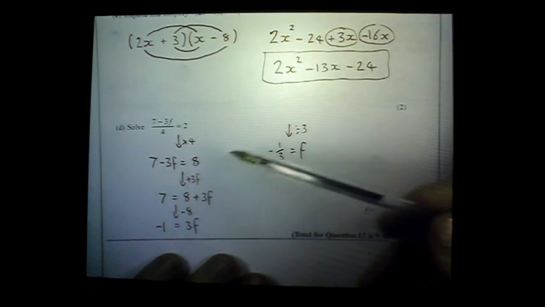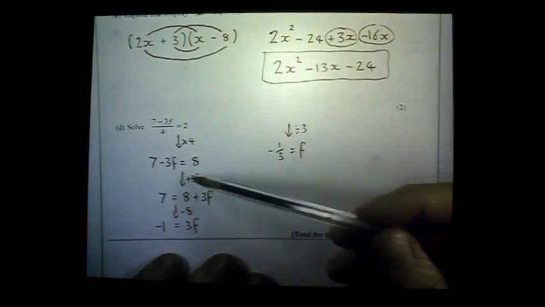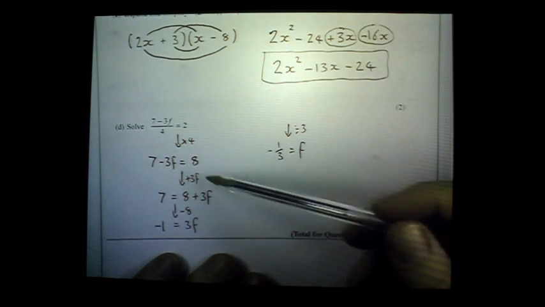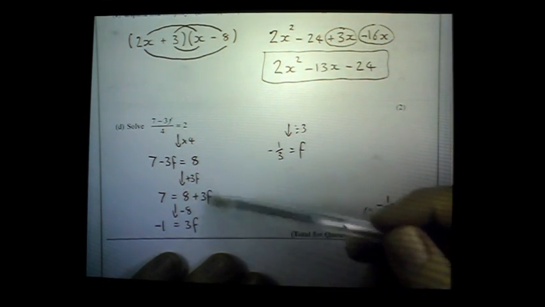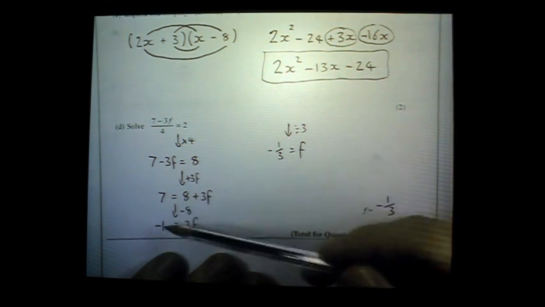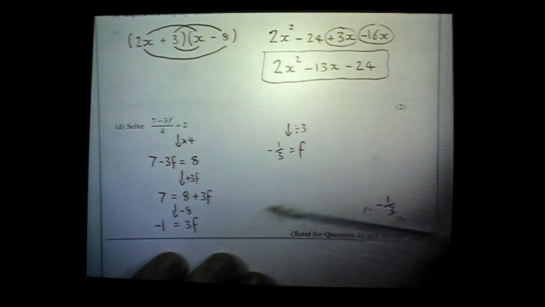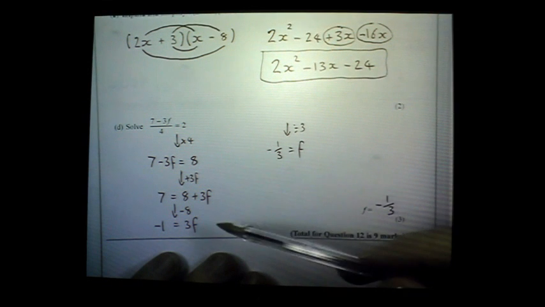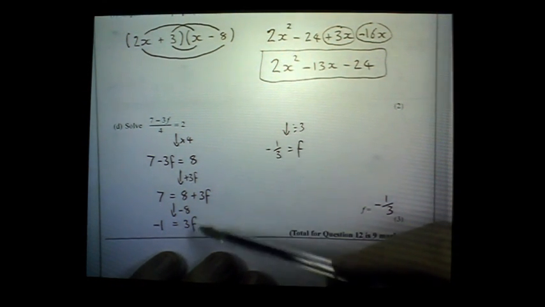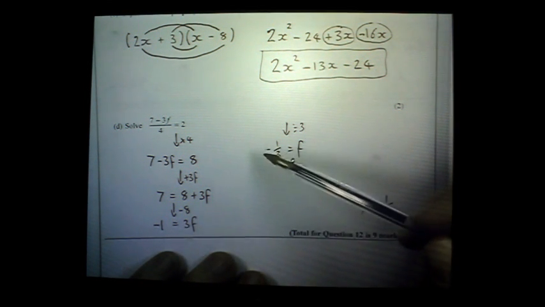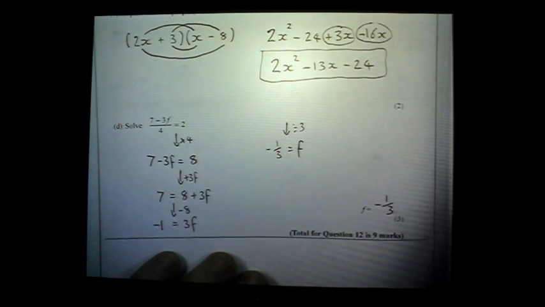I wanted to get rid of that negative 3f, because it was irritating me. I don't like having the thing you're trying to find as a negative. So that's why I've added 3f to both sides. Then I want to get the f's on their own, so I've got rid of this 8. That leaves me with minus 1 equals 3f. Then I want to get f on its own, so I've divided both sides by 3. That will leave f on its own. But minus 1 divided by 3 is just minus 1 over 3. So minus a third.